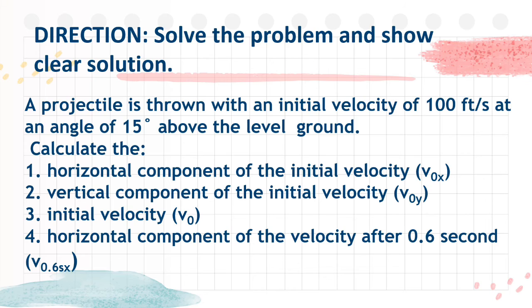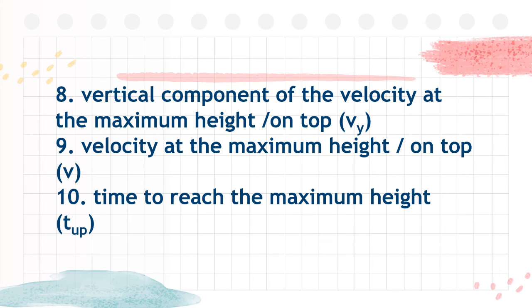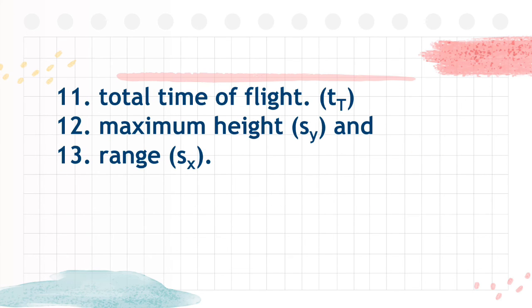A projectile is thrown with an initial velocity of 100 feet per second at an angle of 15 degrees above the level ground. Calculate the first, horizontal component of the initial velocity. Second, vertical component of the initial velocity. Third, initial velocity. Fourth, horizontal component of the velocity after 0.6 seconds. Fifth, vertical component of the velocity after 0.6 seconds. Sixth, velocity after 0.6 seconds. 7. Horizontal component of the velocity at the maximum height or on top. 8. Vertical component of the velocity at the maximum height or on top. 9. Velocity at the maximum height. 10. Time to reach the maximum height. 11. Total time of flight. 12. Maximum height. And 13. The range.